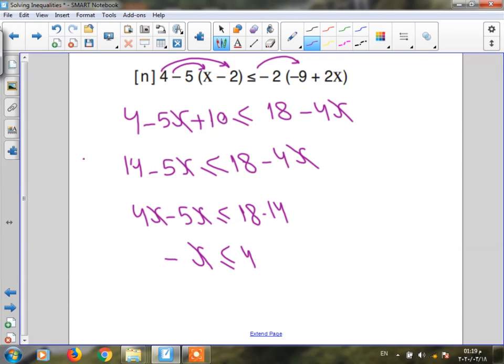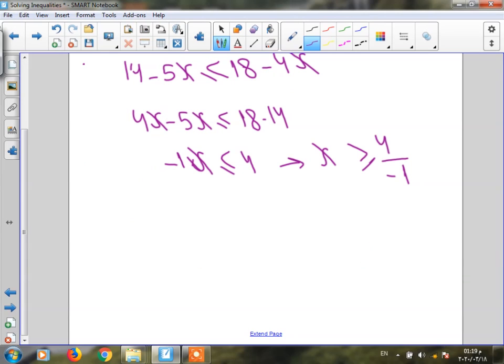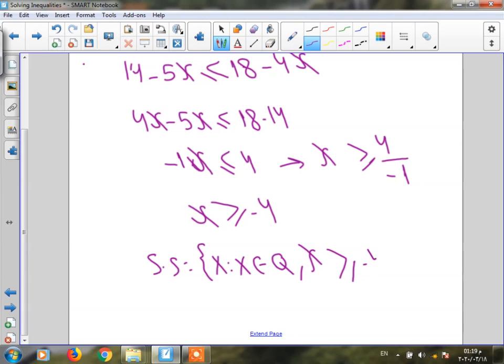Negative 1x, here 1. So I will take negative 1 to the other side by dividing, because it's times. So I can write x, 4 divided by negative 1. If I divide by a negative, I have to change the sign. So x is more than or equal to negative 4. In the solution set, x such that x belongs to rational and x is more than or equal to negative 4.